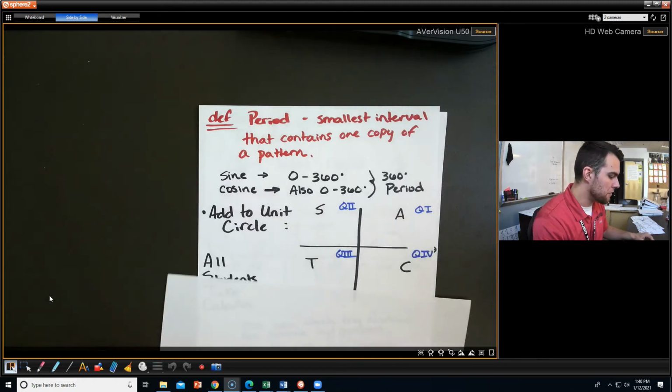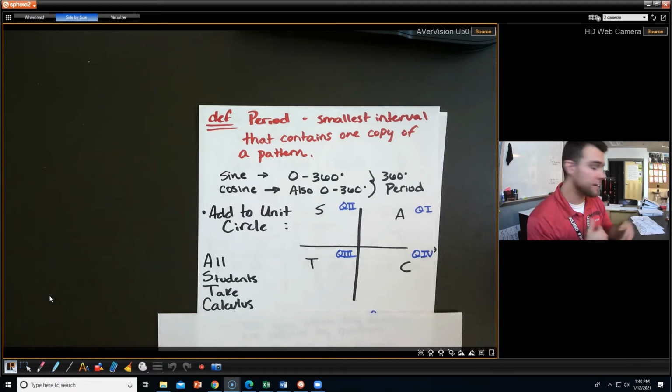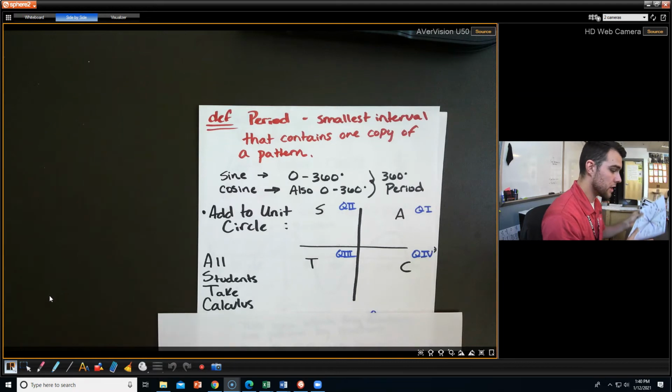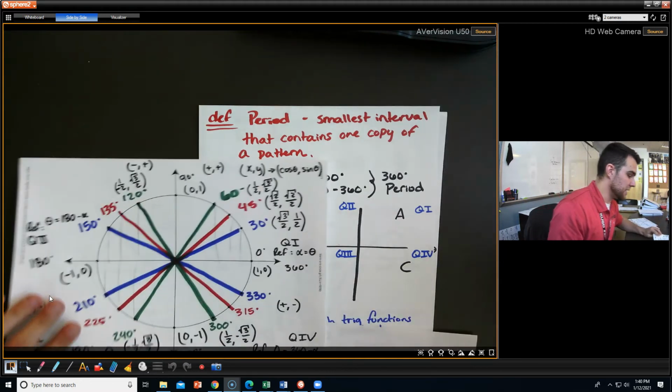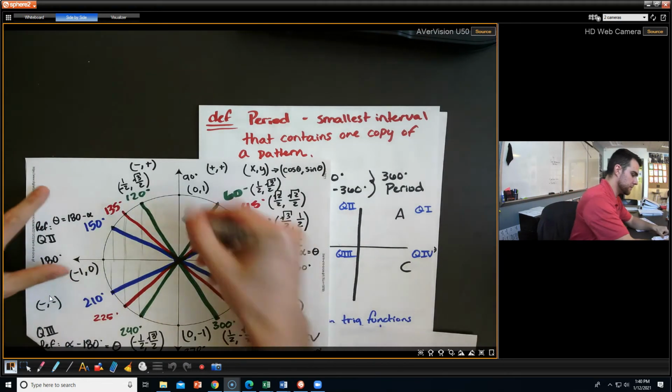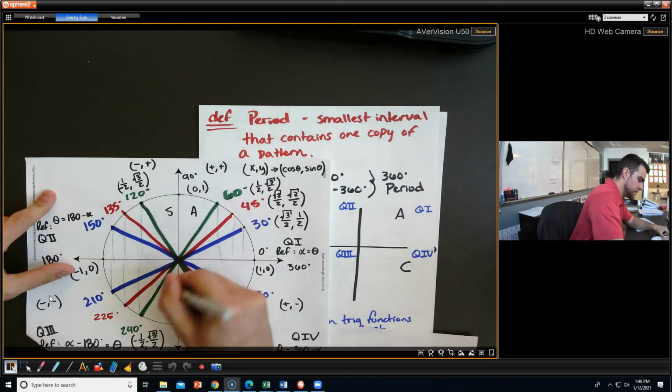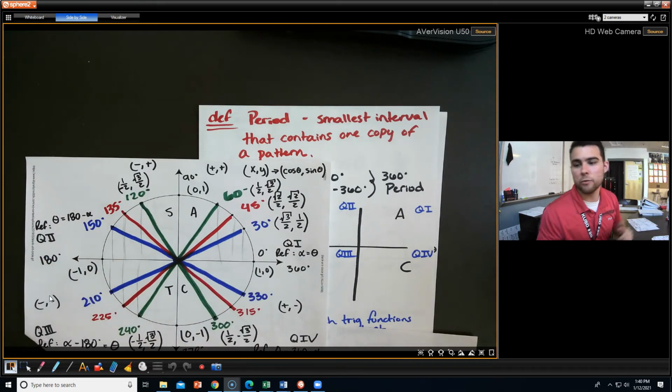Now, before we move forward, let's talk about this thing that I want us to add to our unit circle. Okay. So we have in our quadrants A, S, T, and C. So I'm going to label this A, S, T, and C. Why are we doing that, Mr. Knight? Well, let's look. Okay.